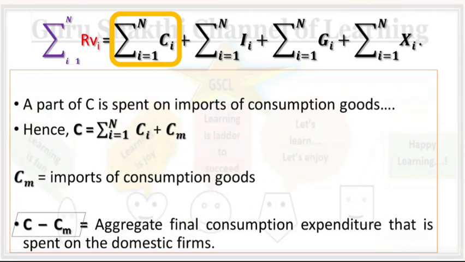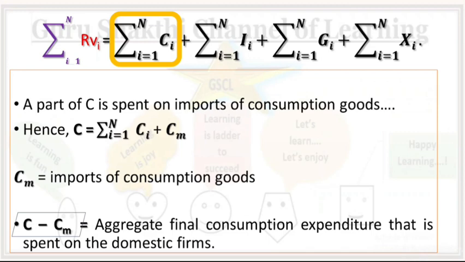Let C be the aggregate final consumption expenditure of the entire country. What we need is gross domestic product, that is the value of product that is produced within the country. Hence, whatever is related to the foreign has to be eliminated.